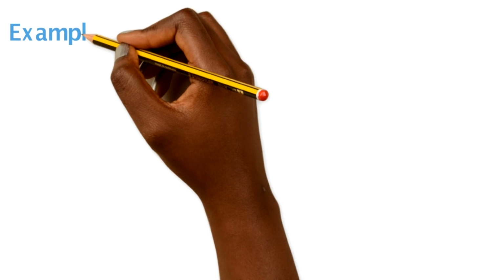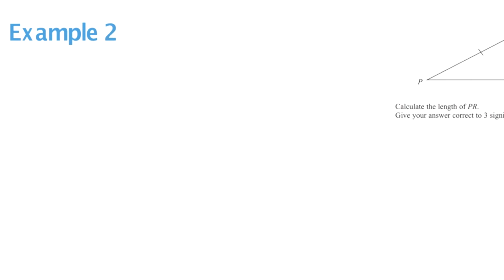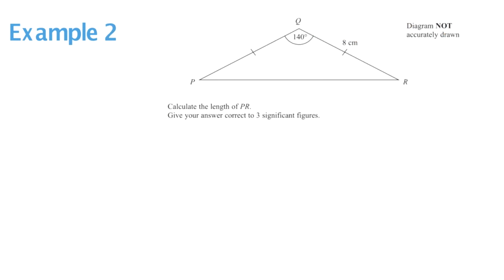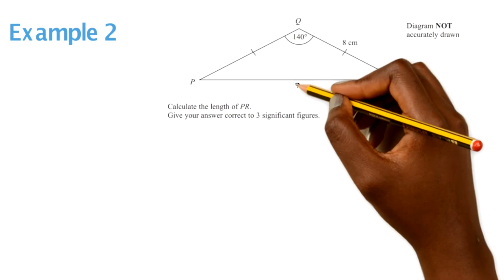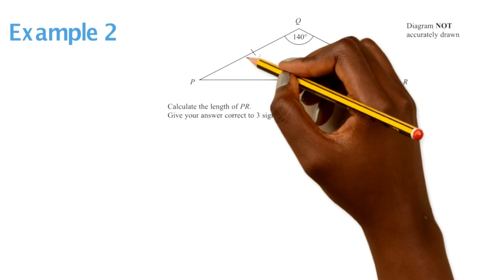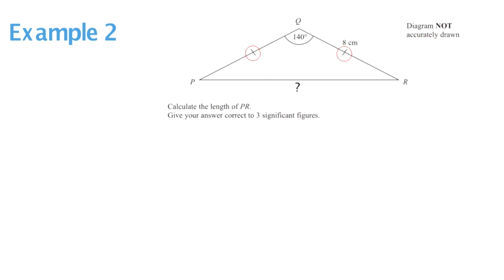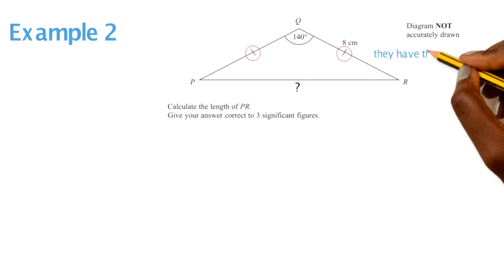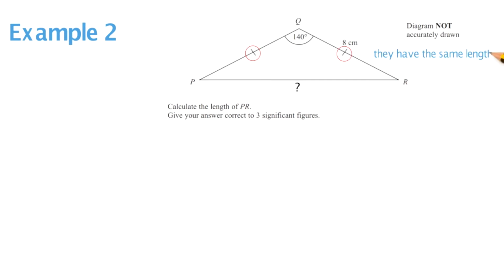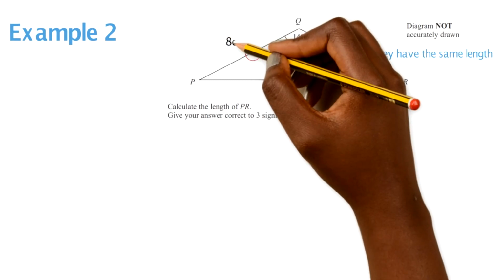So we're going to crack on into another example, example 2. In this question it says calculate the length of PR. So I'm going to put a question mark where the length PR is. One thing that's special about this question is that it has the two lines to show that the two lengths are the same. It's showing that it's an isosceles triangle. So that means that they have the same length. So if it's 8 centimeters there, it's going to be 8 centimeters there.